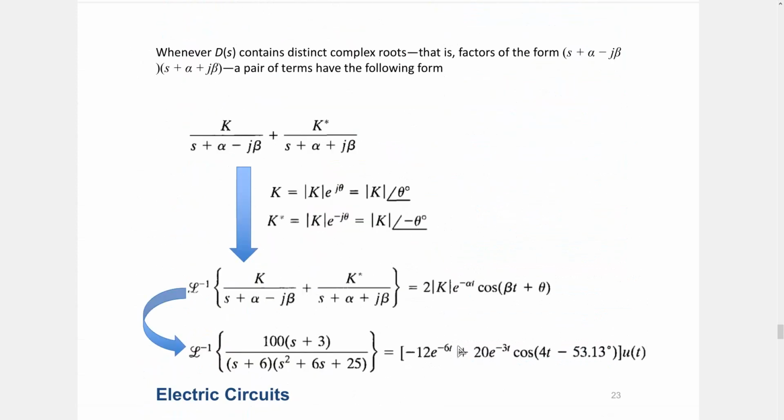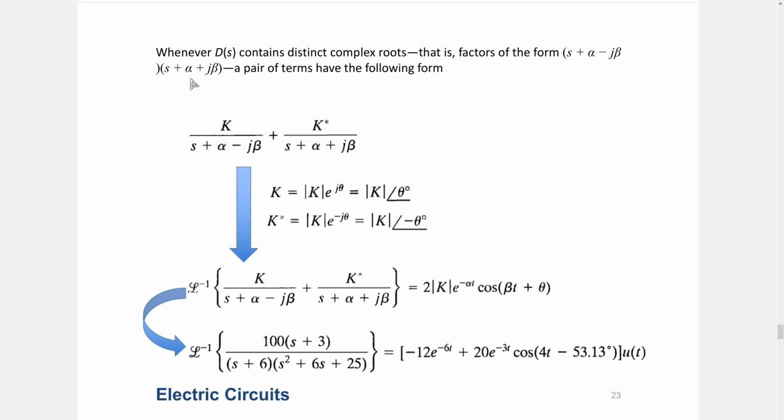When you have distinct complex roots, the factors will be in the form of s plus alpha minus jb times s plus alpha plus jb. So we will always have this kind of structure, especially when we have complex roots. They will be complex conjugates, okay? So when we are doing our inverse Laplace transform, we can make use of this. So the coefficients of these terms will also be conjugates, okay?